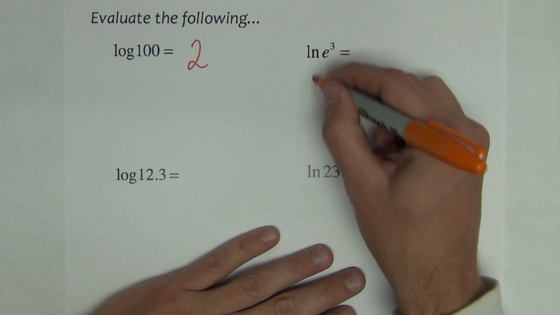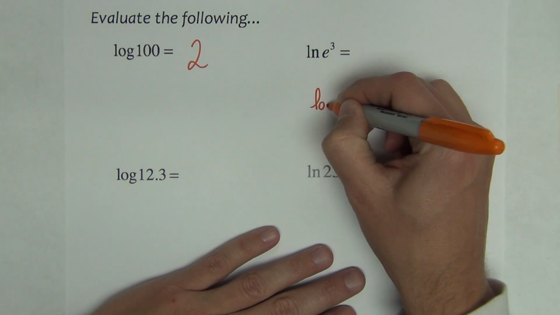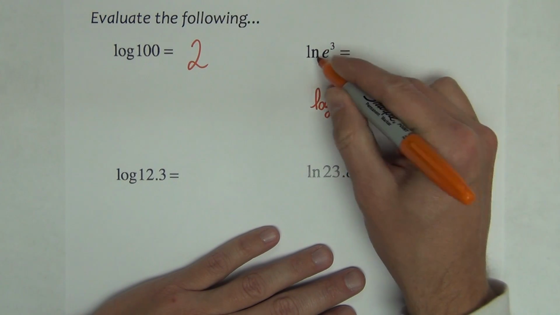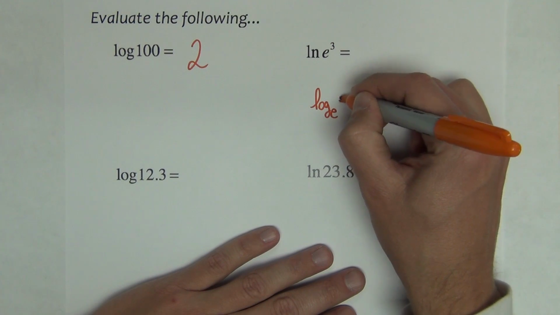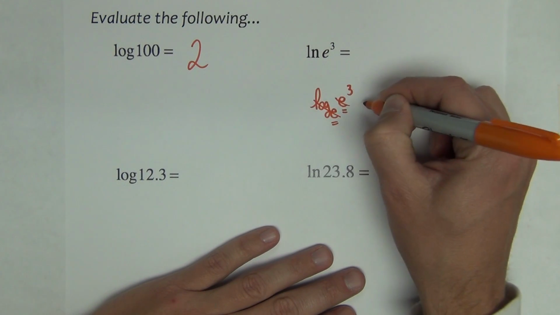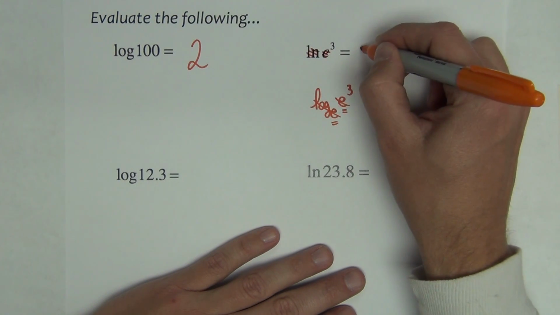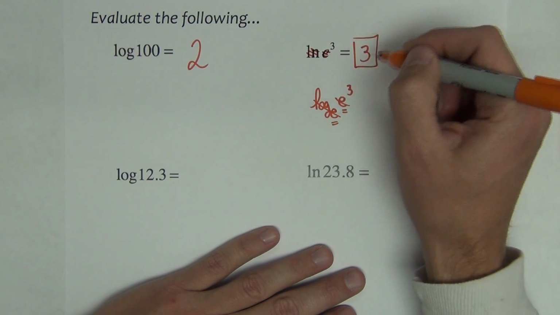This next one, natural log e cubed. Now remember, natural log is log base e, and then I have e cubed, and since those match, they cancel out. Natural log and e cancel. The answer is just 3.